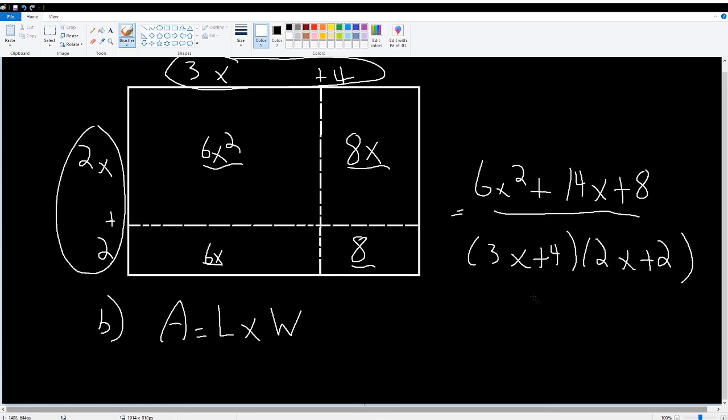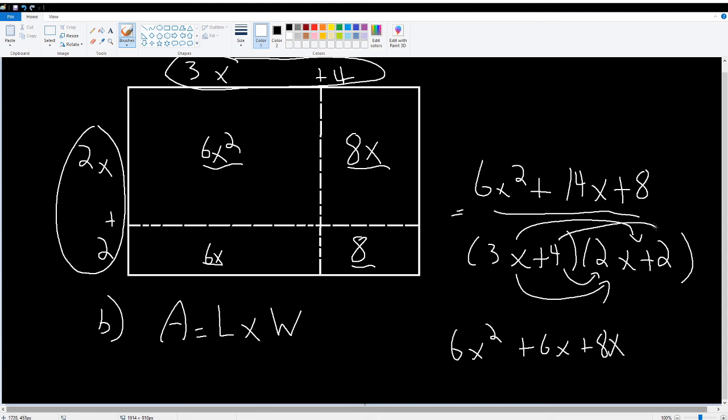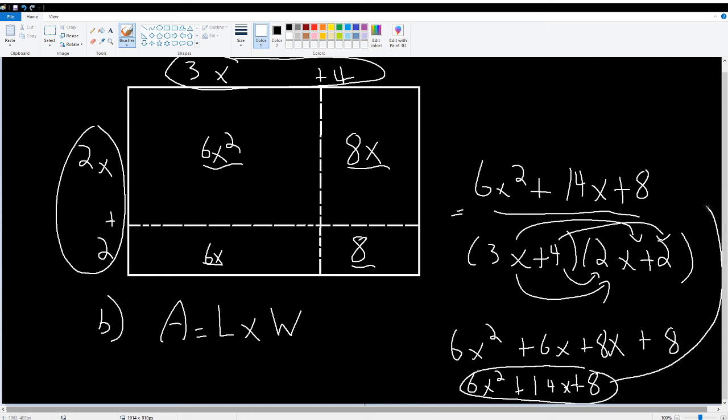Let's see. Once again, FOIL, 3x and 2x makes 6x squared. 3x and 2 makes 6x. 4 and 2x makes 8x. 4 and 2 makes 8, right? Combine like terms, 6x squared plus 14x plus 8, okay? This is all the same, all right? Same thing as this, okay?